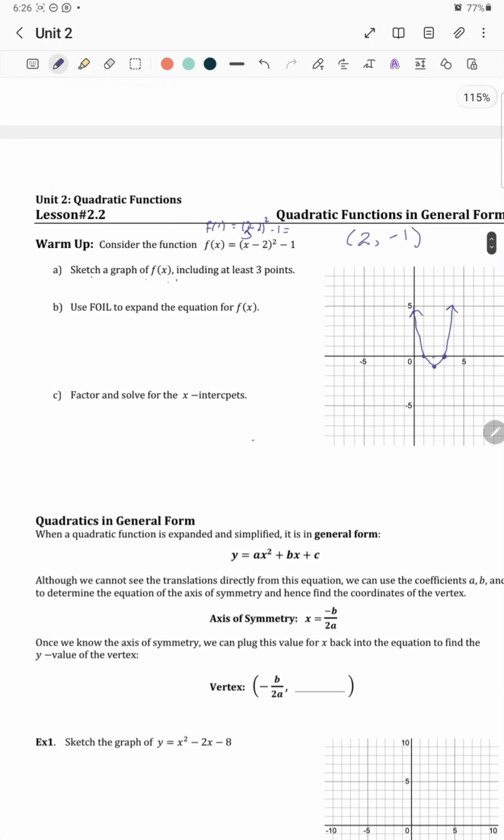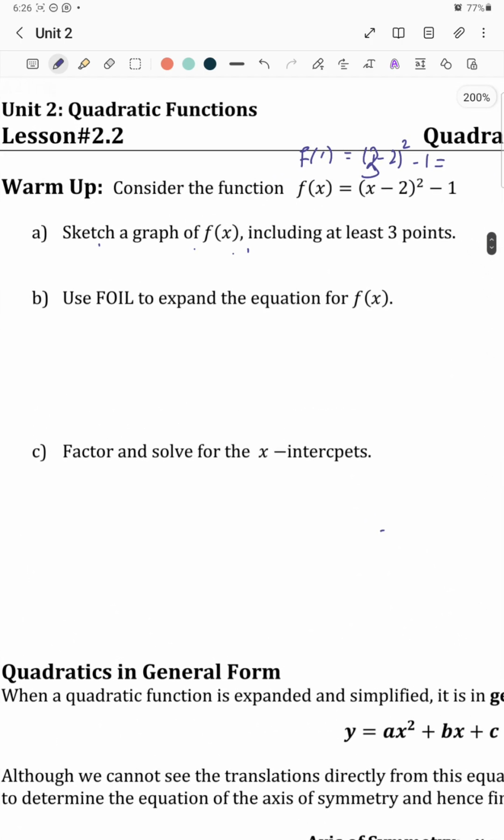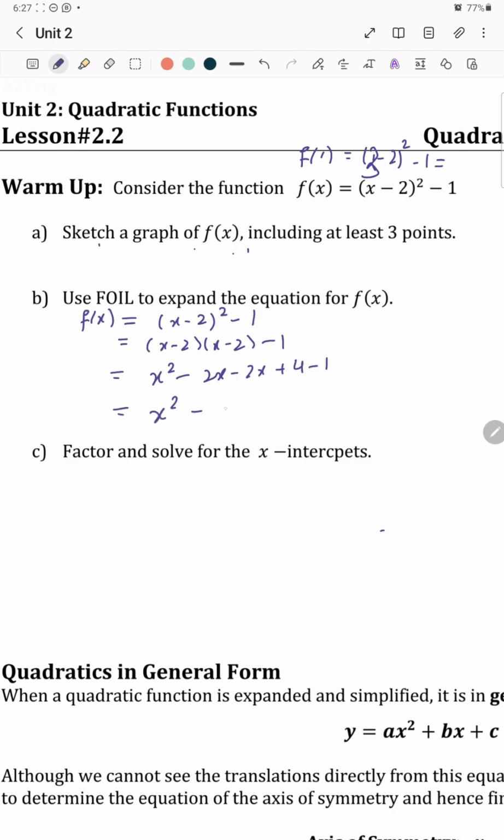Now expand the equation for f of x. The function is f of x equal to (x minus 2) whole square minus 1. It can be written as x square minus 4x plus 4 minus 1, which is equal to x square minus 4x plus 3.